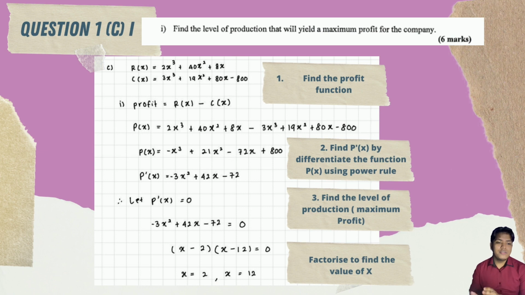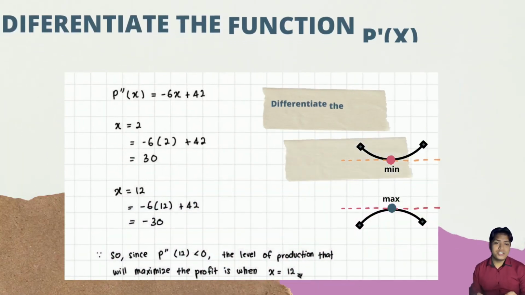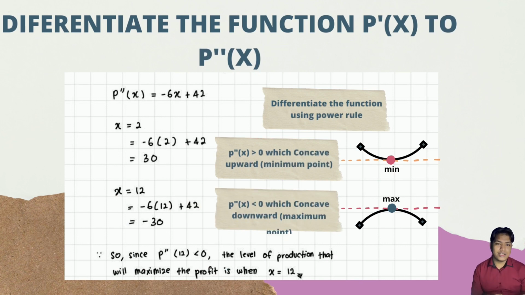Step 3, to find the level of production with maximum profit, we must let this first derivative of the profit function equal to 0. So negative 3x squared plus 42x minus 72 equals 0. Then we factorize it to find the value of x, and we will get x equal to 2 and x equal to 12. Next, we must differentiate the first derivative to get the second derivative, using the same method, the power rule. So we will get the second derivative of the profit function equal to negative 6x plus 42.